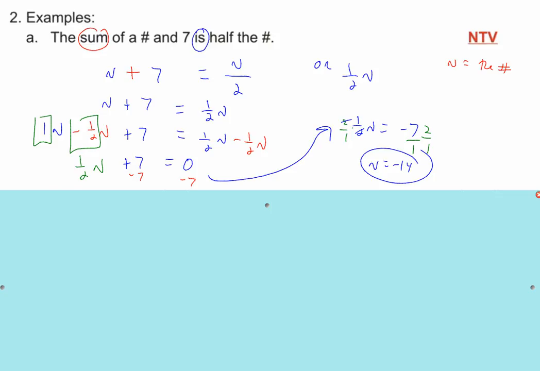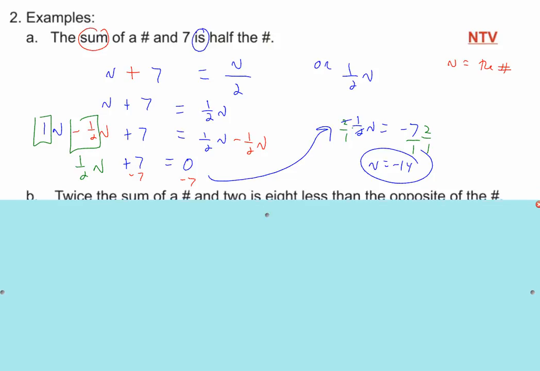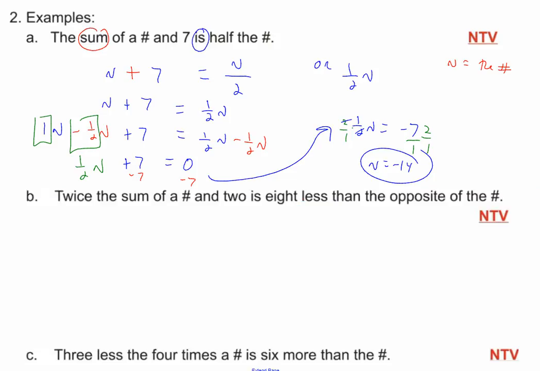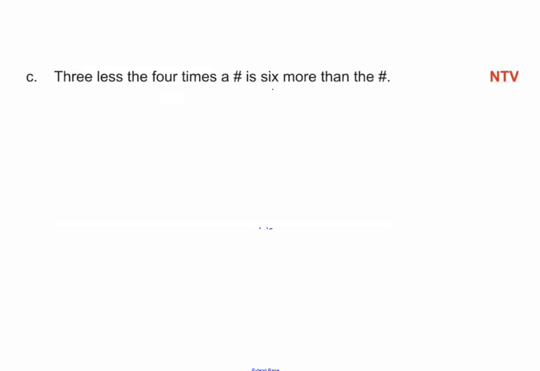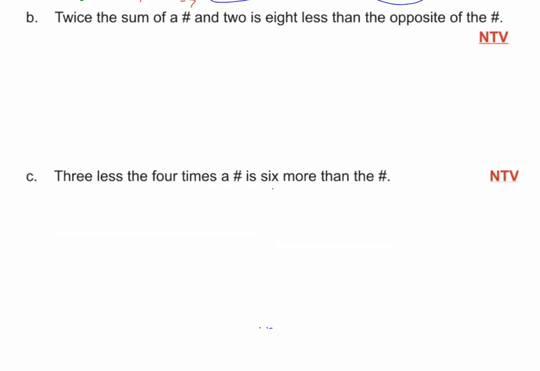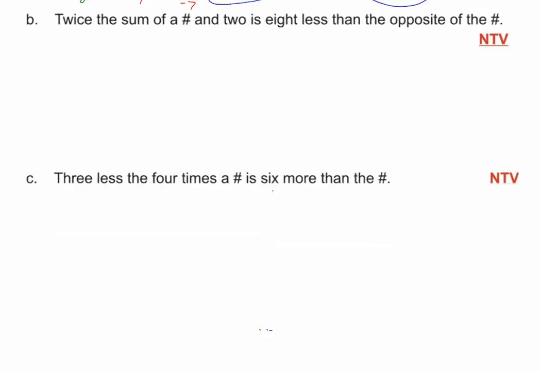Again, everyone's a little different, so we've got to learn some principles and see if we can figure out how to do these. Let me go higher for you guys. All right, so B. Twice the sum of a number and 2 is 8 less than the opposite of a number. Okay, let's name the variable. The number.